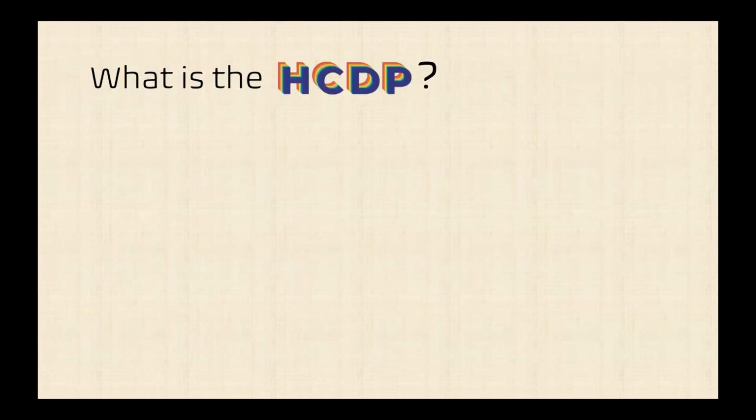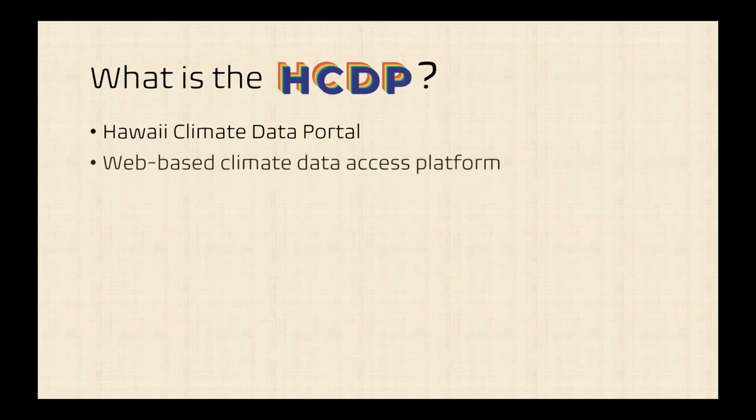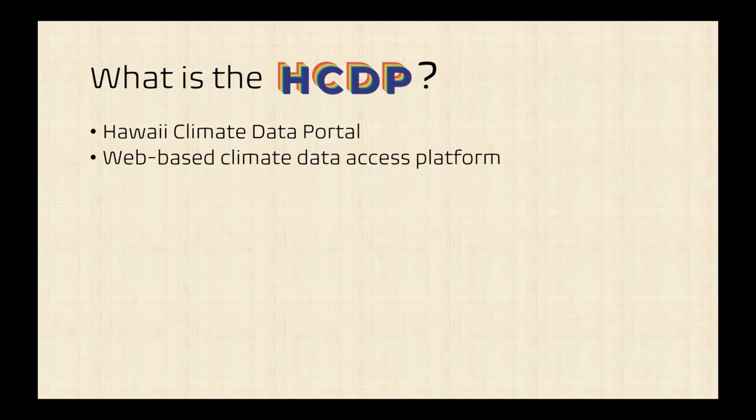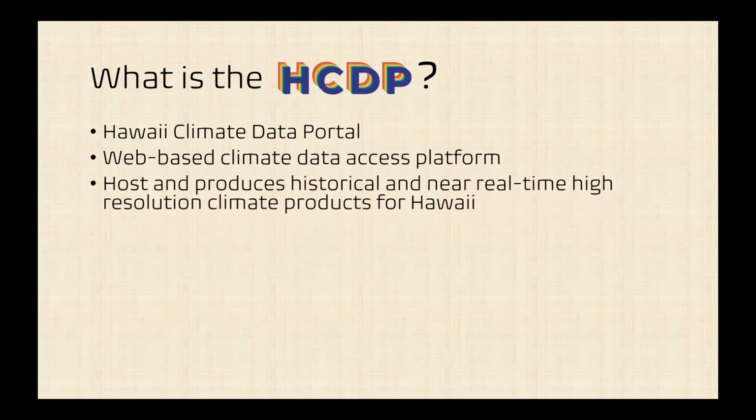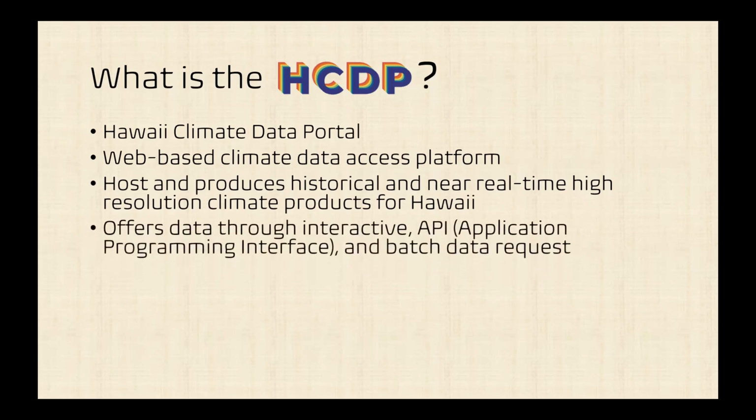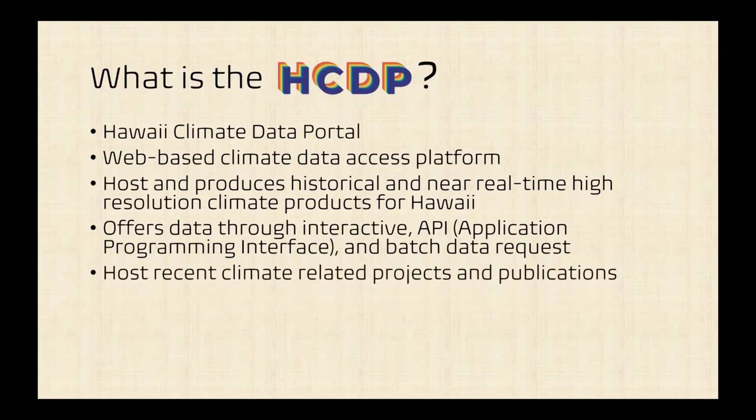So what is the HCDP? Well, it stands for Hawaii Climate Data Portal, and it's a web-based climate data access platform. It hosts and produces historical and near real-time high-resolution climate maps for Hawaii. It also offers data through an interactive API, application programming interface, and batch data request. That's through the GUI. We'll learn that in a minute here.